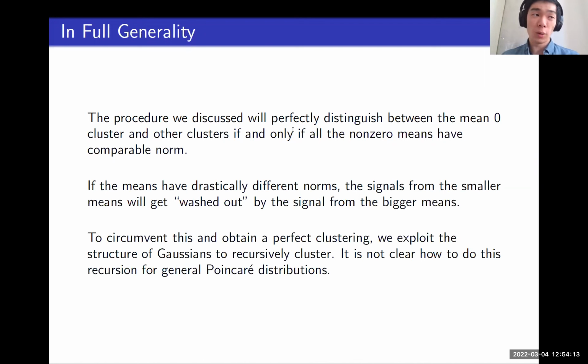separations. And so in the case of Gaussians, we can recursively cluster by exploiting the fact that it is a Gaussian. But for general Poincare distributions, it's not clear how to recursively cluster to get rid of the big separations and then the smaller separations. So this is why we need the additional assumption for Poincare distributions.